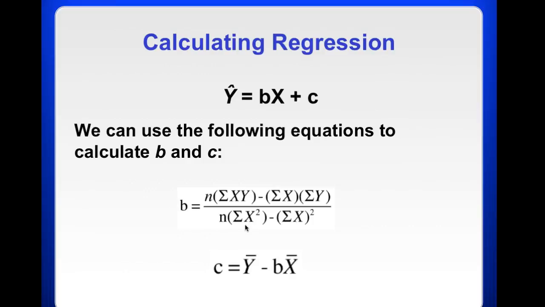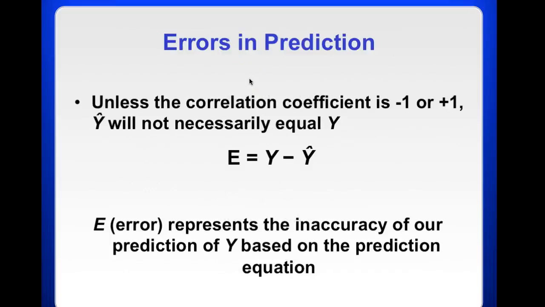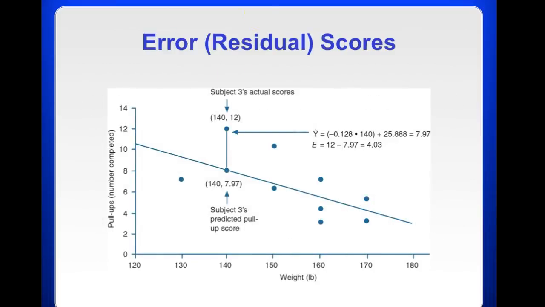So essentially, he plugged in. He said, "Okay, what's the prediction of how many pull-ups someone that weighs 140 pounds can do?" By putting in 140 for x, that's what the independent variable is. The dependent variable would be estimated to be 7.97 pull-ups, and that is shown here. So for a 140-pound person, he estimated 7.97 pull-ups.